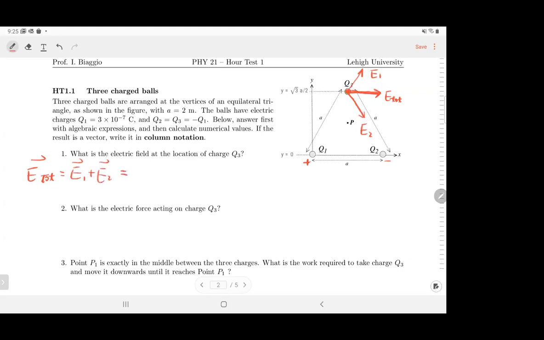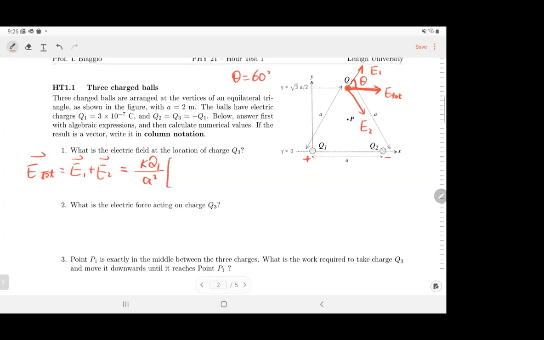And E1 is k Q1 charge over a squared. This is the magnitude, and the direction of E1 here is at an angle of 60 degrees. So we will have a column vector: cosine 60 degrees, sine 60 degrees. This is E1, and E2 has the same magnitude but the direction goes down. So we have cosine 60 degrees, the same X component, but the opposite Y component. So at the end, the Y component cancels out, and you only have the X component.